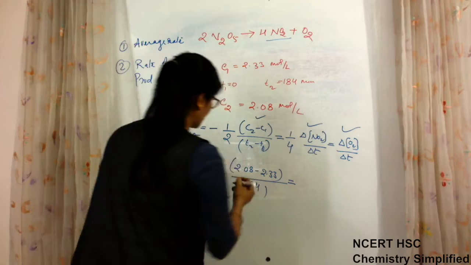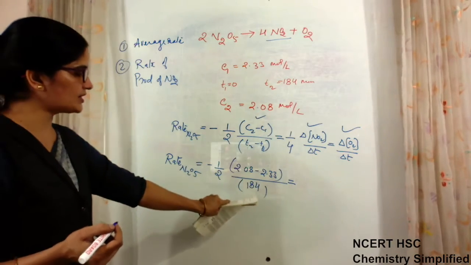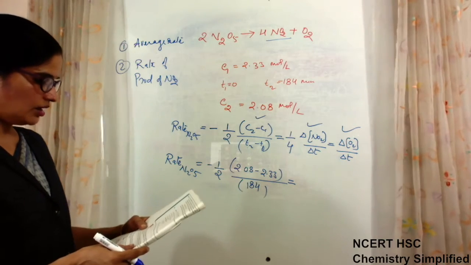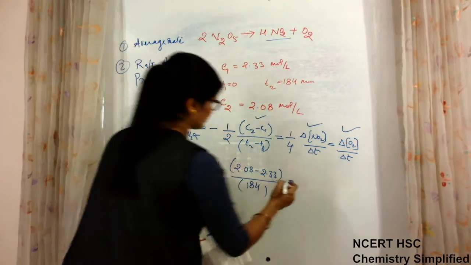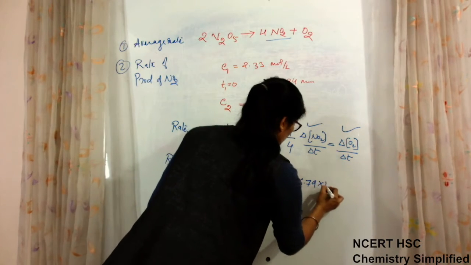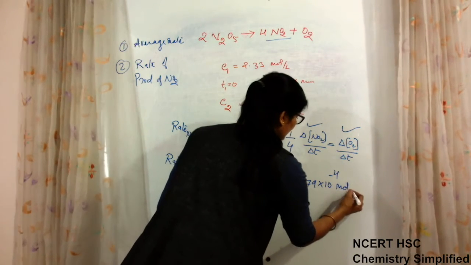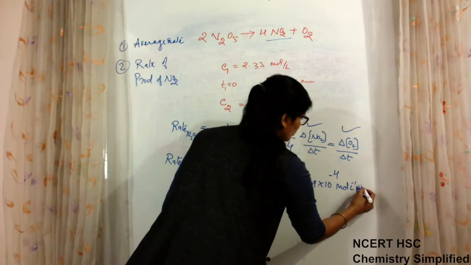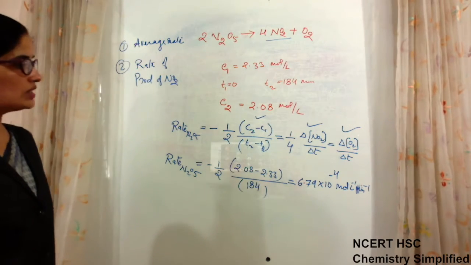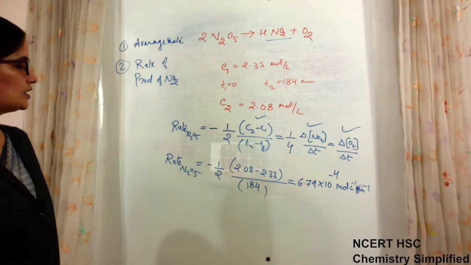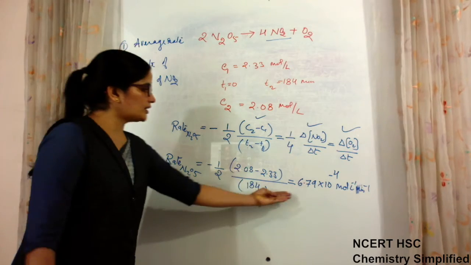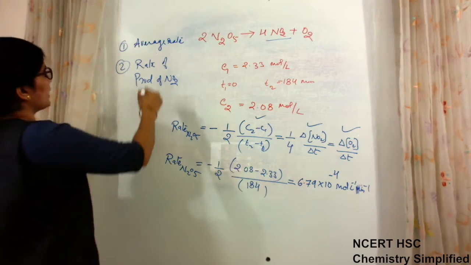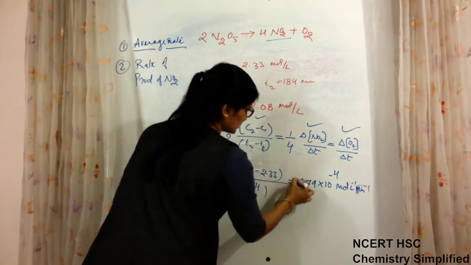So let us take this value directly. Because time is taken in minutes, the rate will come in moles per liter per minute. Value is 6.79 into 10 to the power minus 4 moles liter inverse minute inverse. We have not converted it into seconds. So the average rate of this reaction is this.